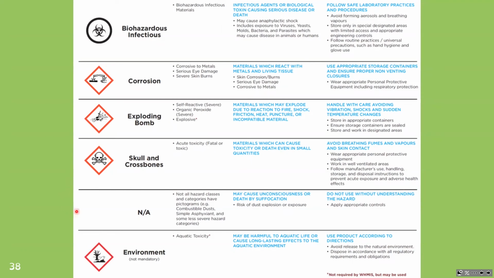So then we have, not all hazard classes and categories have pictograms. So there's some things that don't necessarily have a picture, but they still have a list of what the problem is. So you just need to read that, and you need to make sure that you're reading all the information about it.